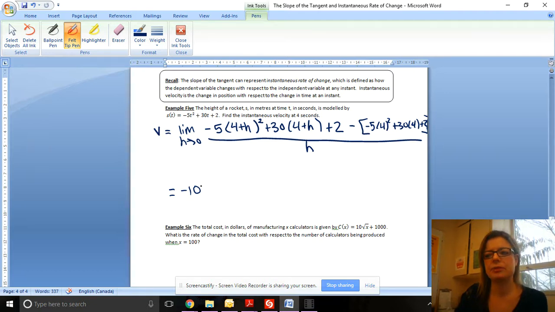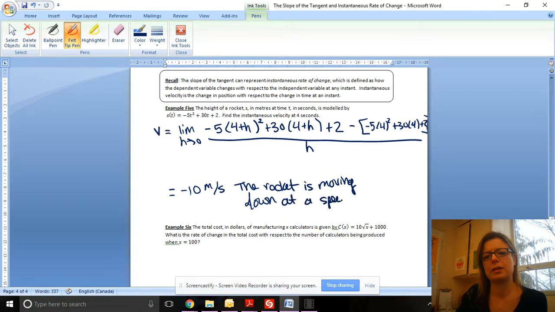So we have to be able to interpret that now within a context. So notice that S was in meters and T was in seconds. So this is meters per second. So the negative is interpreted as the rocket going down, and the 10 is interpreted as the speed. So we can say the rocket is moving down at a speed of 10 meters per second. All right, there we go.